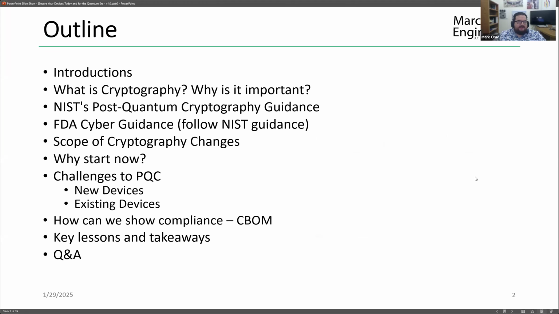So today we're going to cover, what is cryptography? Why is it important? The new NIST post-quantum cryptography guidance, how that ties in with the FDA's existing cyber guidance, and how hard it is to implement post-quantum cryptography, how we show compliance, why it's important to start now, that kind of stuff. I'll pass it to Axel here.